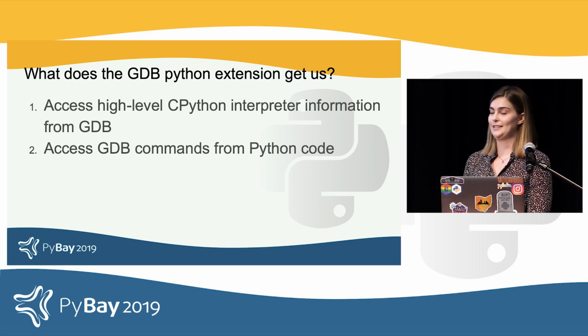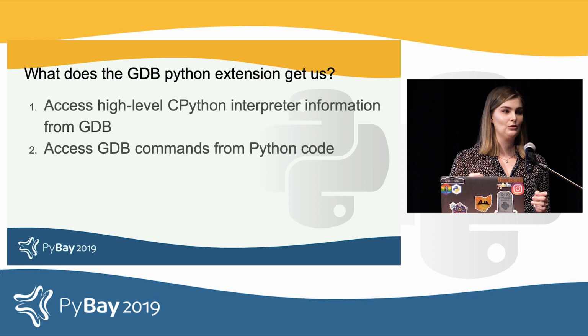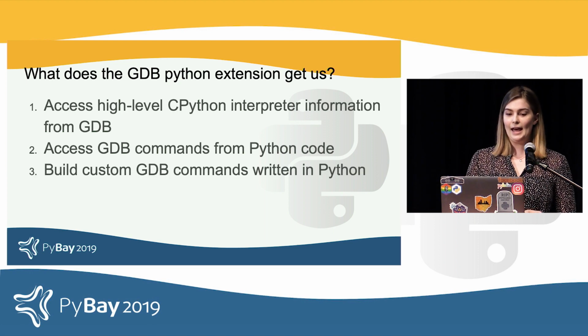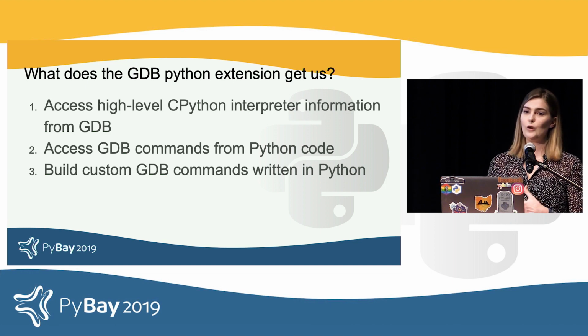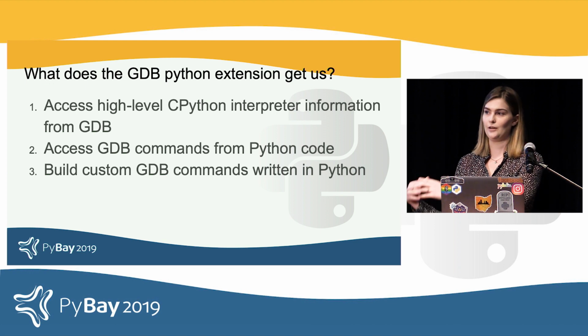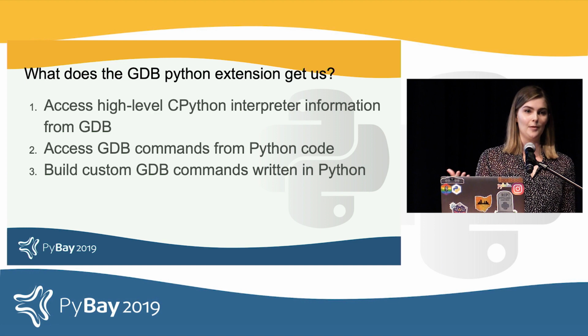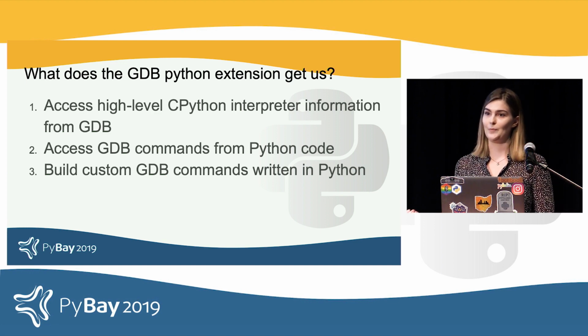So GDB gives us this new module. It's like a secret module. You can only find it when you launch GDB. But the GDB module gives you a whole API that lets you do GDB stuff using Python code. And then on top of that, we can subclass the GDB command class and create our own custom GDB commands in Python. So this is how we're going to take what GDB can normally do and make it more. We can extend it using Python because we can build our own custom Python commands.